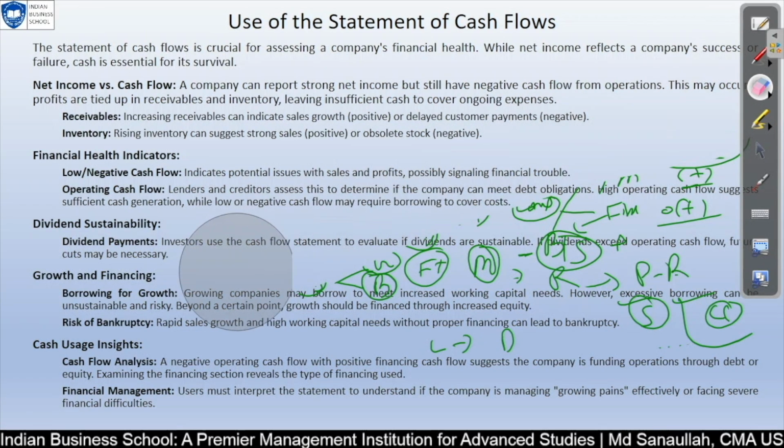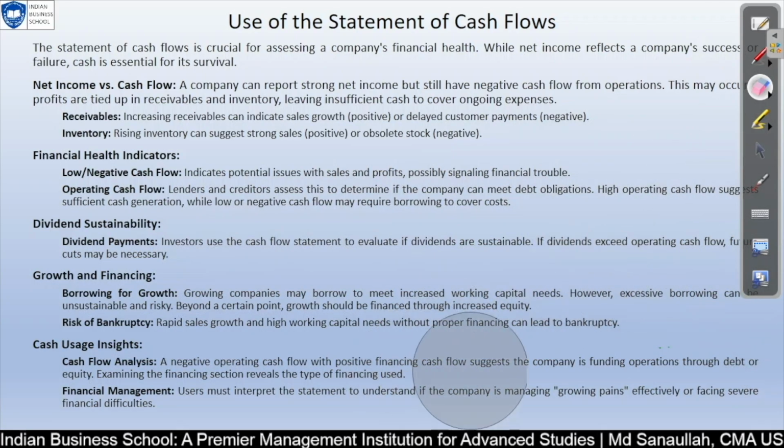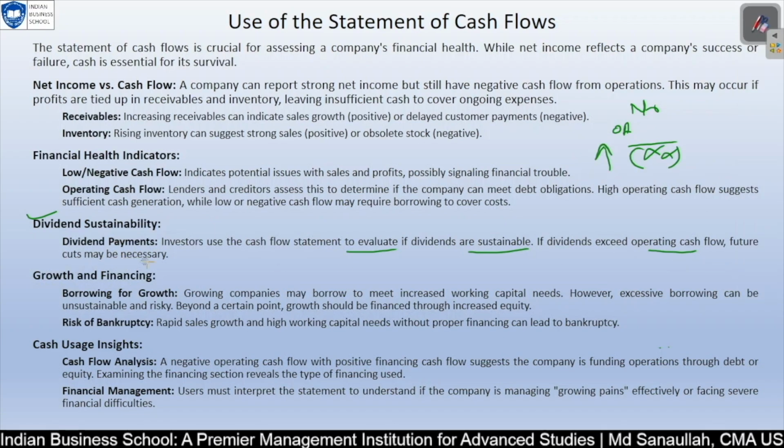While reviewing cash flow, you will get a lot of idea with regard to company financial health. Dividend: an investor can use the cash flow statement to evaluate if dividends are sustainable. If dividends exceed the operating cash flow, net income, operating activity, and the result is positive, then in future a cut may be necessary.